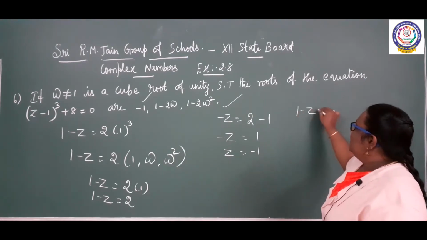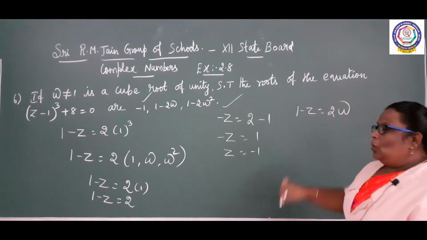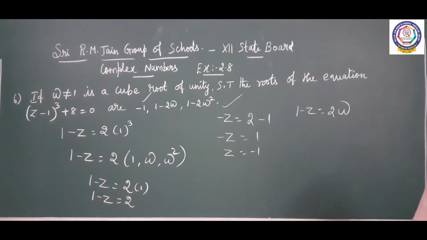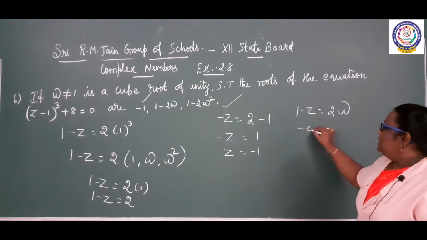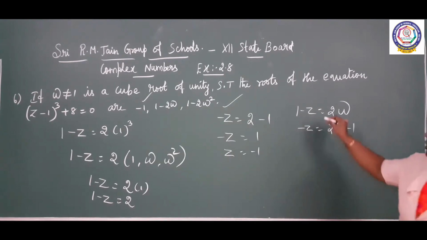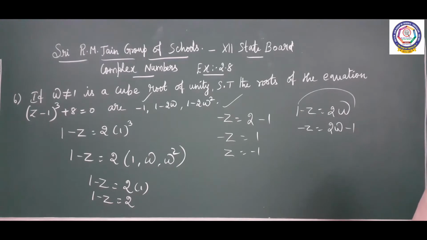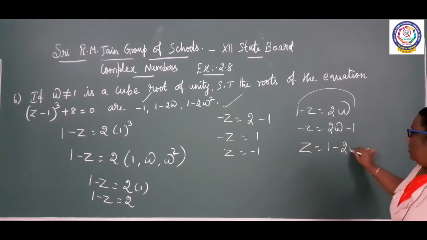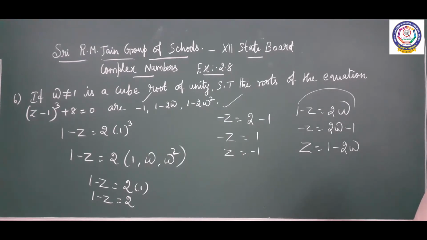Omega. 1 minus z equal to 2 omega. Minus z equal to 2 omega minus 1. z equal to, you change the sign, 1 minus 2 omega. Next one.